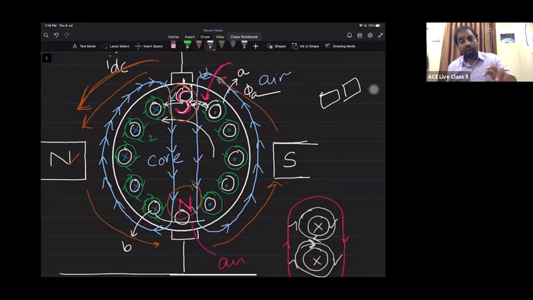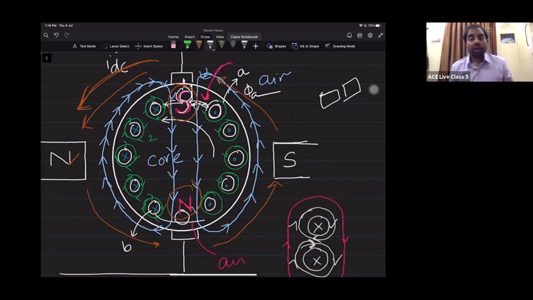Now I'm trying to update my statement. I'll give a break in 2 minutes, but first I'll update my statement with respect to a commutator. So what is the role of a commutator? I'll give the statement like this: the role of a commutator is to maintain the relative speed between the two fields at zero.